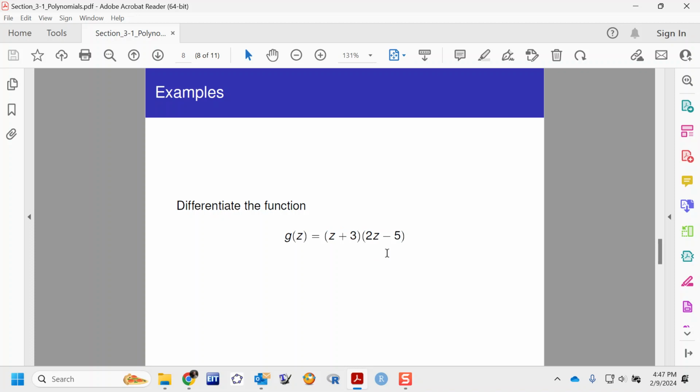Okay, let's talk about this function. Try a different one. Oops. So let me write it down first. G of z is equal to z plus 3, 2z minus 5.